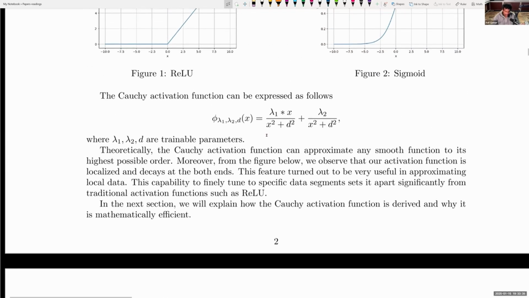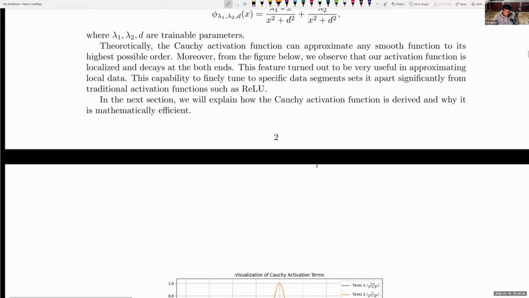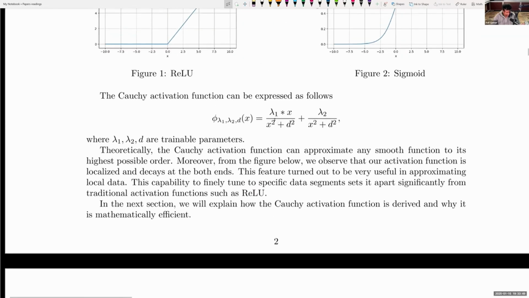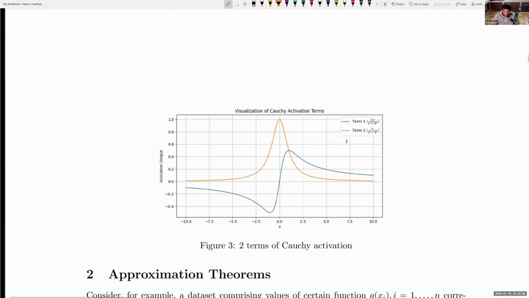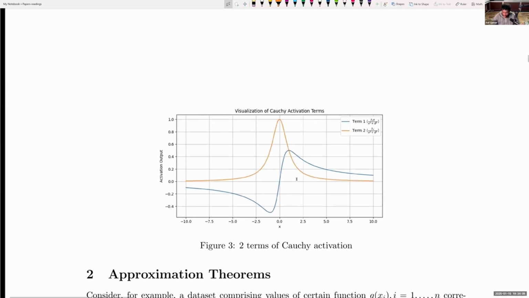Now, if you see this activation function, it comprises 2 terms. There is an x by x squared plus d squared term, and there is a 1 by x squared plus d squared term. They just plotted these 2 terms, and the final output is a weighted sum of these 2. So lambda1 and lambda2 are those weights. The x by x squared plus d squared term is the blue curve, and the orange curve is the 1 by x squared plus d squared.